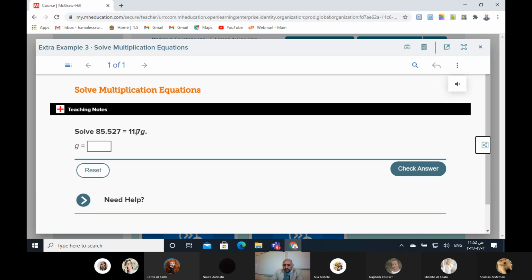What is the meaning of solve this equation? Find the value of G. What is the solution? You have 3 minutes. Start please and tell me your answer.